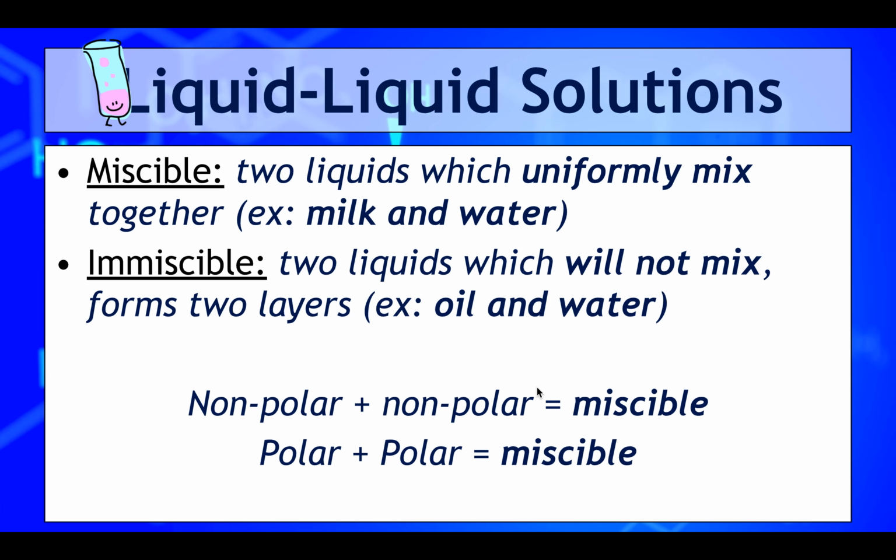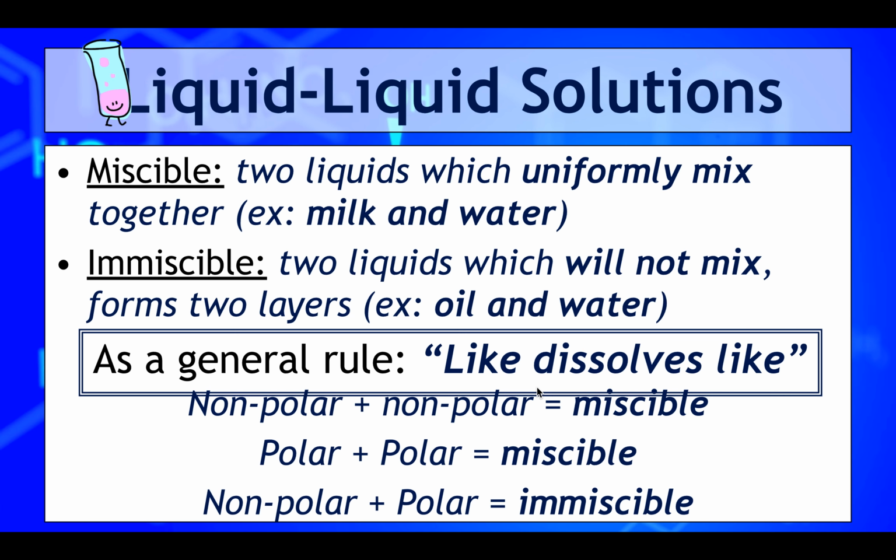The thing to remember is that, as a general rule, like will dissolve like. If you have a nonpolar plus a nonpolar, they will be miscible, and so they will mix uniformly. If you have polar and polar substances, they are also miscible, so they're going to mix completely. If you have nonpolar and polar, those are unlike, and they will be immiscible, which means that they're going to form layers and won't mix completely.